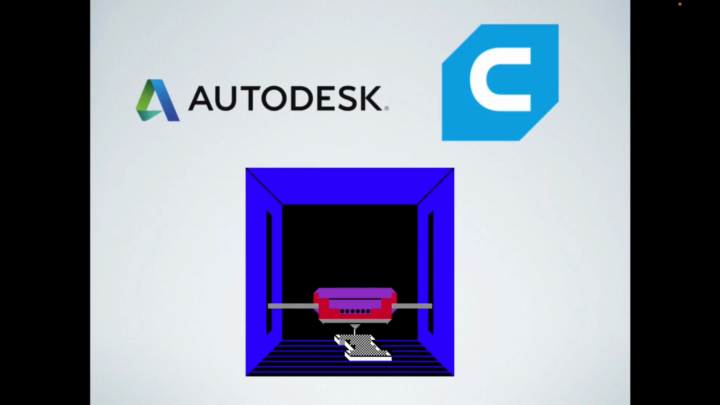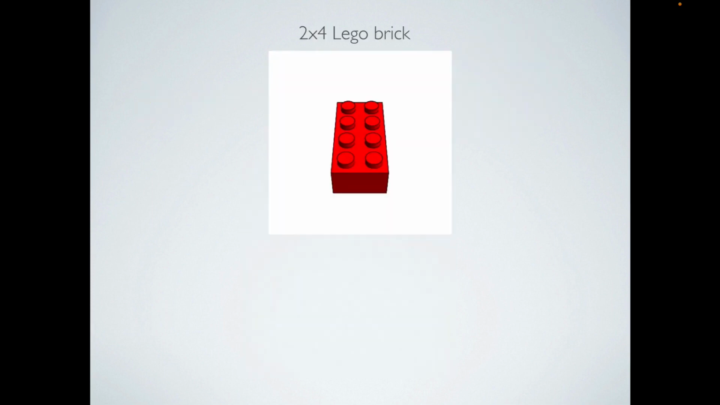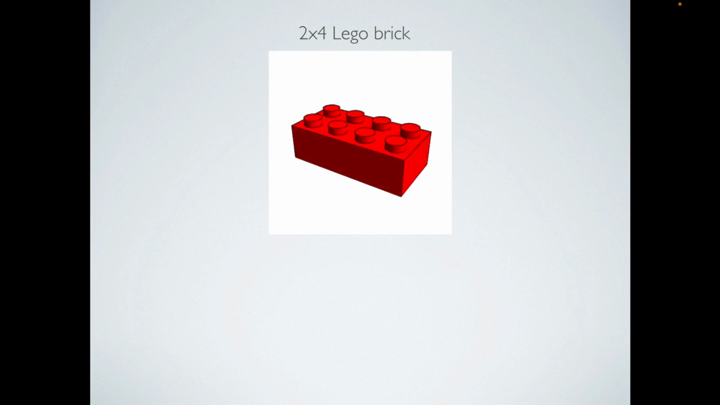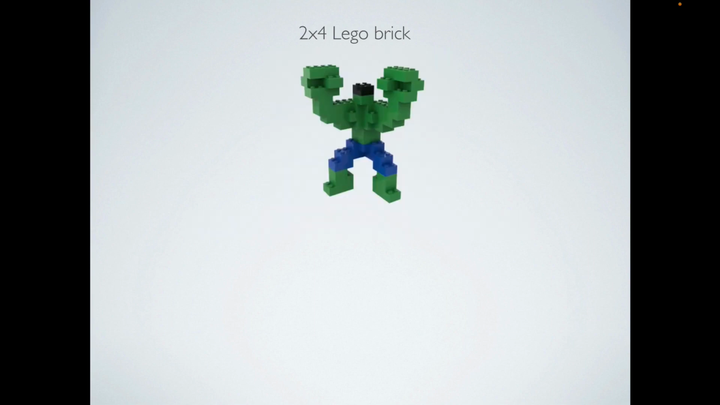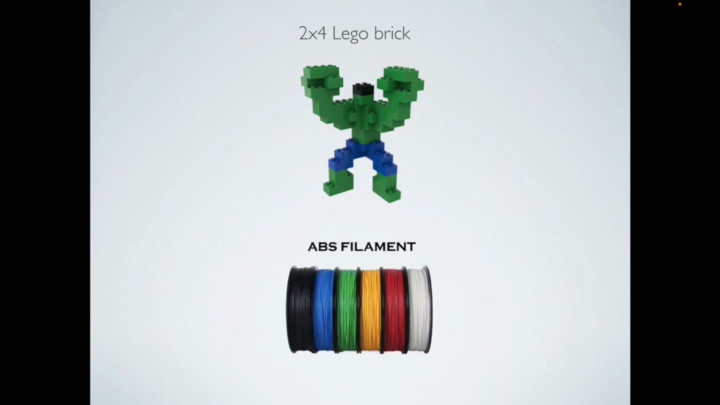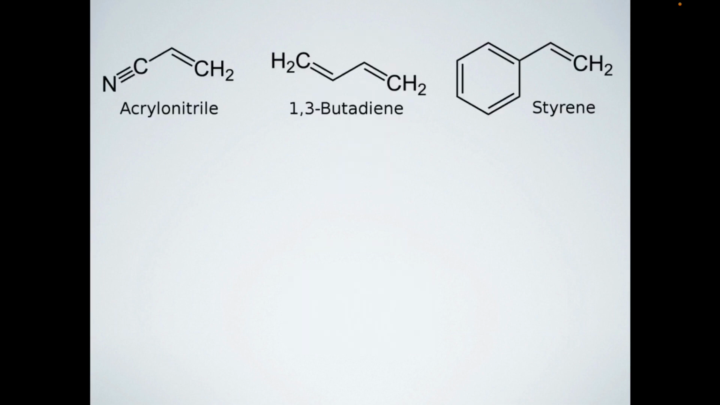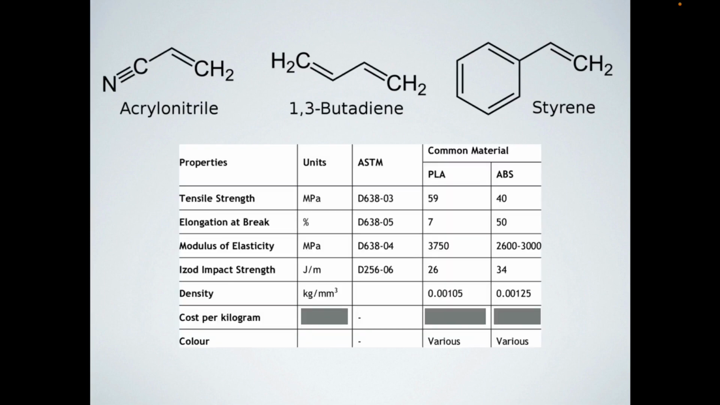In the end, something will be printed, like this one, a 2x4 Lego brick with an equation of, and with a little bit of creativity we'll get this Hulk made of Lego bricks after, of course, printing the bricks using, for instance, ABS filaments. ABS is the polymerization of acrylonitrile butadiene styrene, with physical properties written here on the table.